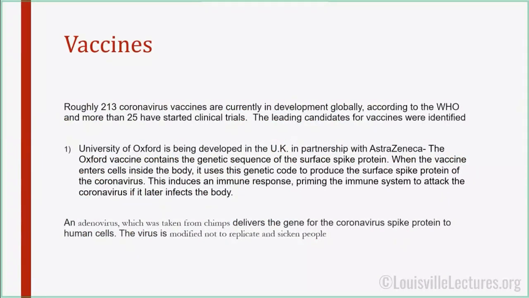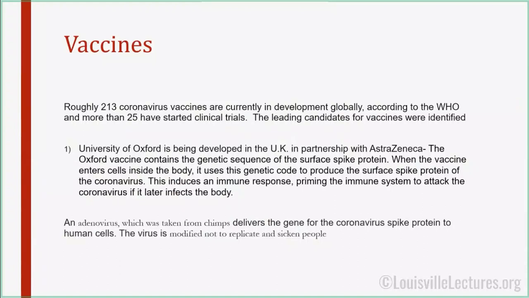So roughly now, there's about 213 vaccines that are currently in development, but the leading candidates were identified. They had Operation Warp Speed, that was a government task force formed to increase or expedite the production of vaccines for COVID-19. And these are some of the leading candidates.